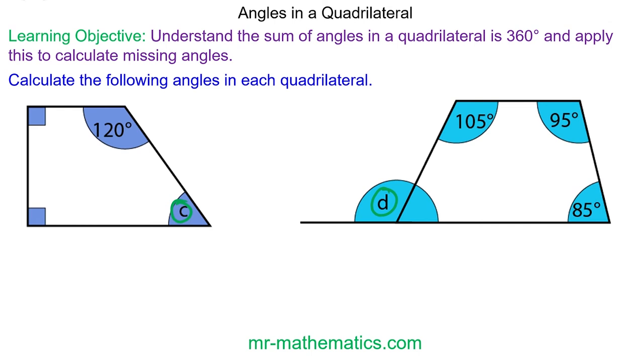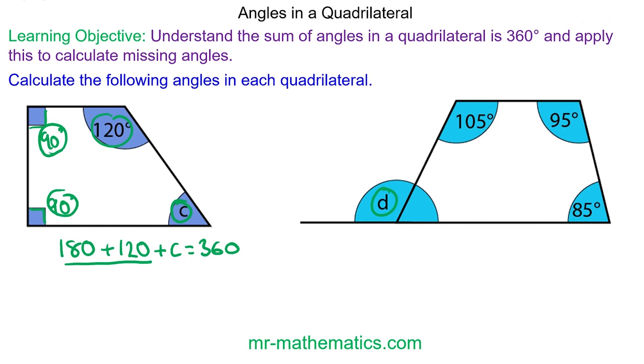Okay, for angle C, we know these angles are each 90 degrees, and all four angles will add up to make 360. So we have 90 add 90, which is 180, plus the 120, plus angle C will equal 360. 120 add 180 is 300. Plus angle C will equal 360. So angle C must be equal to 60 degrees.